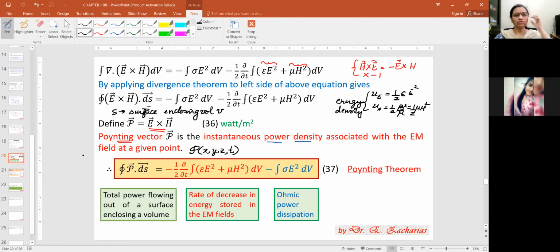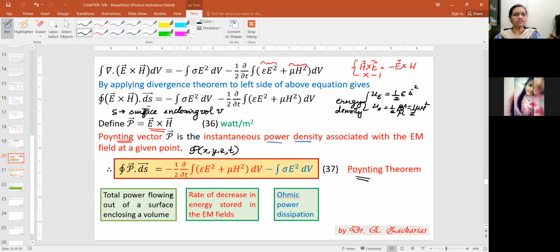Okay, so now next step, you see, it is a closed surface integral over the surface enclosing the volume V. So the integral of P dot dS is equal to, look at the right hand side, half dou by dou t of the integral of epsilon E square plus mu H square, a volume integration, and the next is sigma E square dV. Now this equation is called the Poynting theorem.